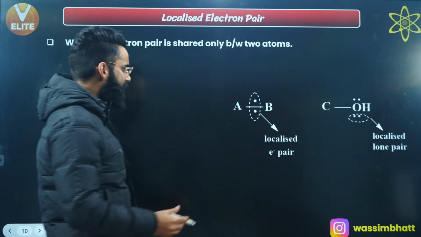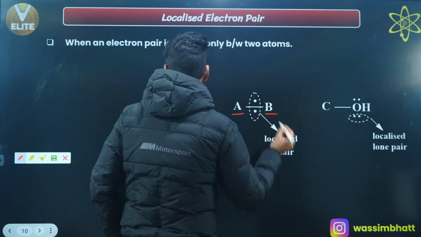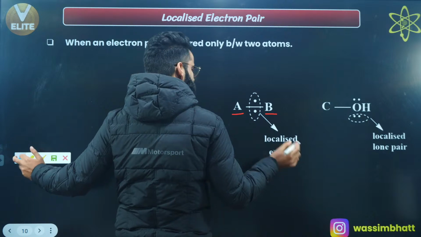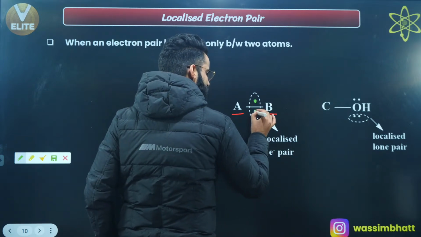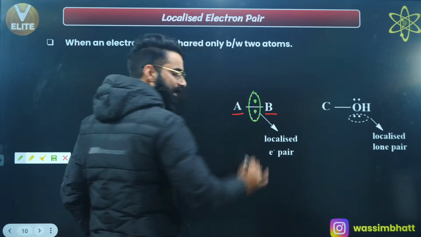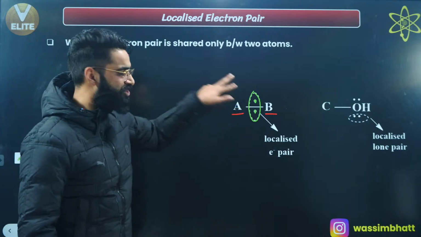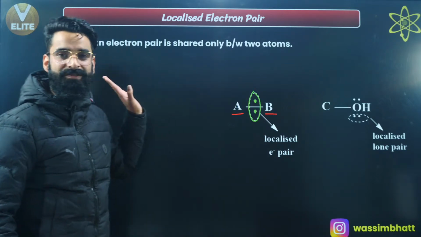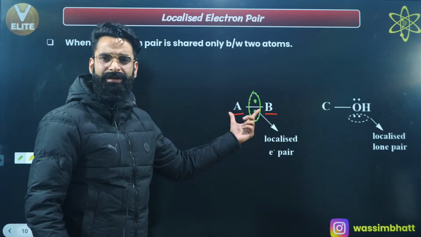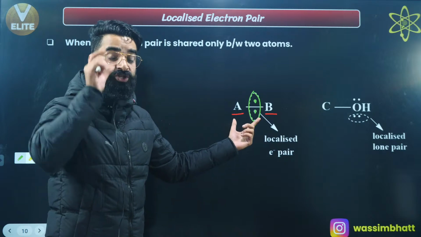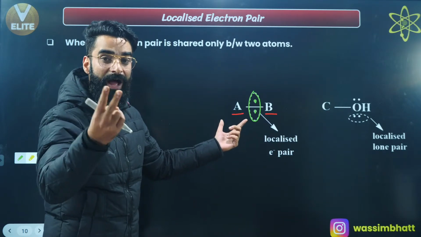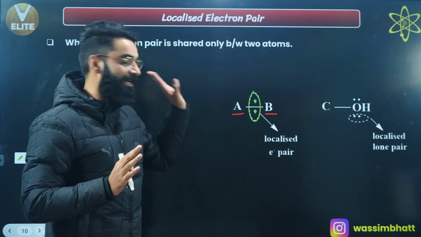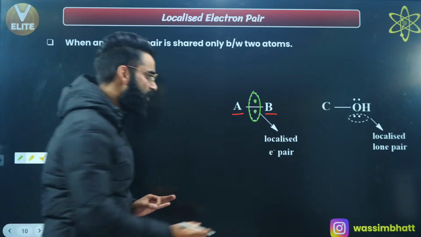See, this is atom A, this is atom B. If I talk about this electron pair in the middle, this electron pair is just shared between two atoms. Any electron pair which is just shared between two atoms, I'll be calling that electron pair the localized electron pair.